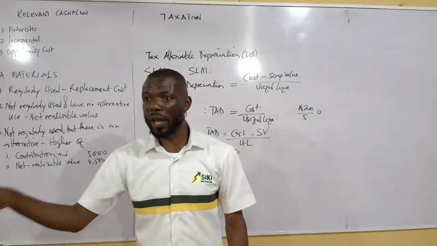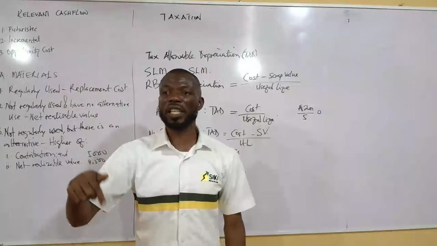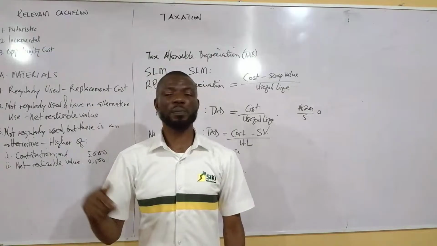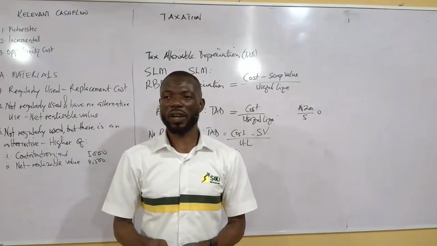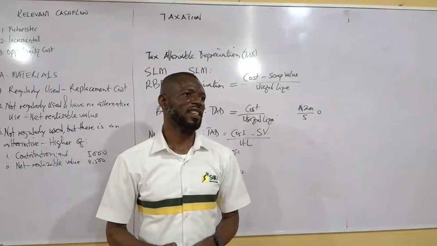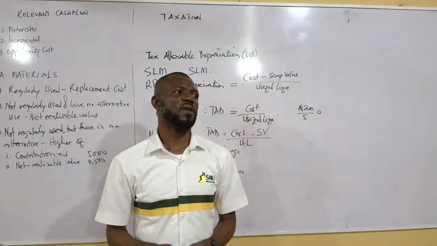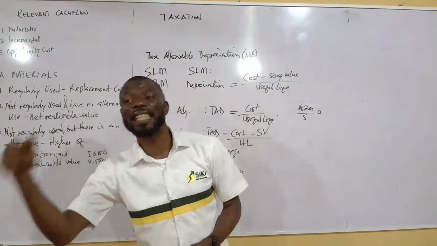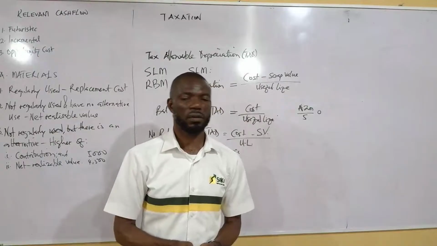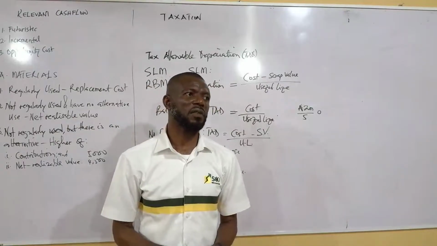is the tax you pay for disposing a qualified capital asset for an amount that is higher than the tax written down value.